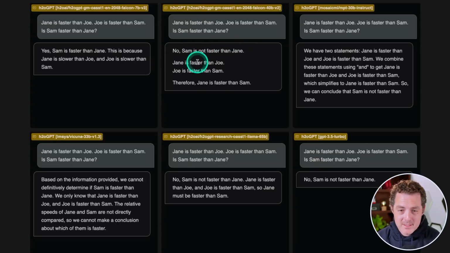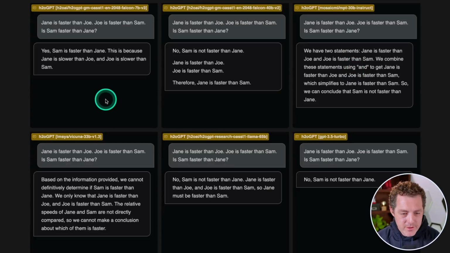So that's correct. Jane is faster than Joe. Joe is faster than Sam. Therefore, Jane is faster than Sam. That's perfect. That is an excellent answer. MPT30B: We have 2 statements. Jane is faster than Joe and Joe is faster than Sam. We combine these statements using and to get Jane is faster than Joe and Joe is faster than Sam, which simplifies to Jane is faster than Sam. So we can conclude that Sam is not faster than Jane.